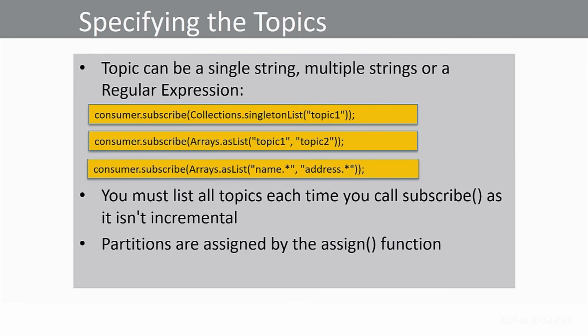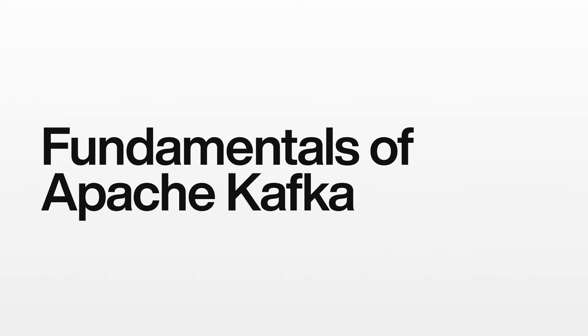Also, partitions are assigned by the assign function. It's not something we'll get into too much in this class, but if you want to say this consumer is going to read from this specific partition, you could do that with the assign function. And again, that comes back to something we discussed earlier in the training videos where I mentioned that you could make it so that a producer writes messages to a very specific partition. And if you want to have a consumer read from that specific partition, you can use the assign function if you like.